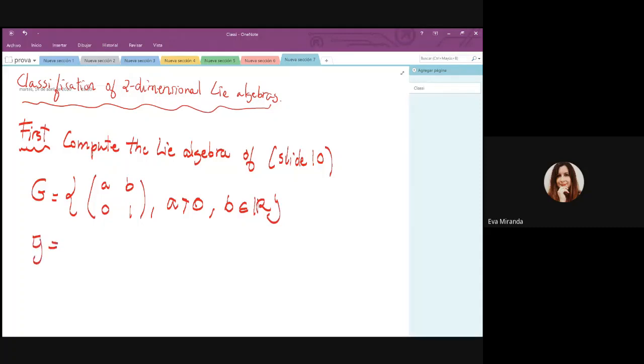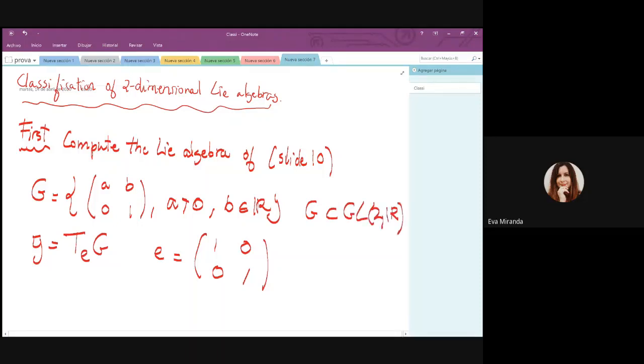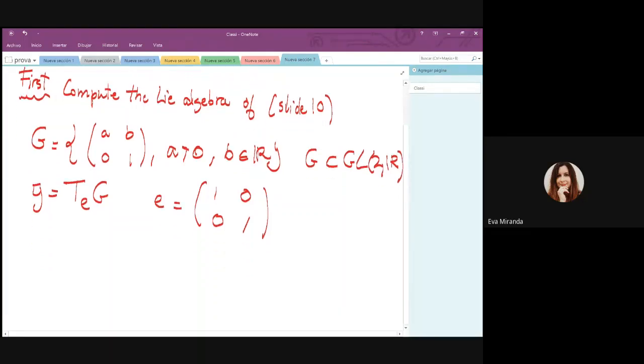The Lie algebra is just the tangent space at the identity of the group. And the identity is just the identity matrix, because observe that this particular group lies inside the general linear group over the reals. So the thing I need to do is integrate. In order to find it, I need to find generators of this Lie algebra.